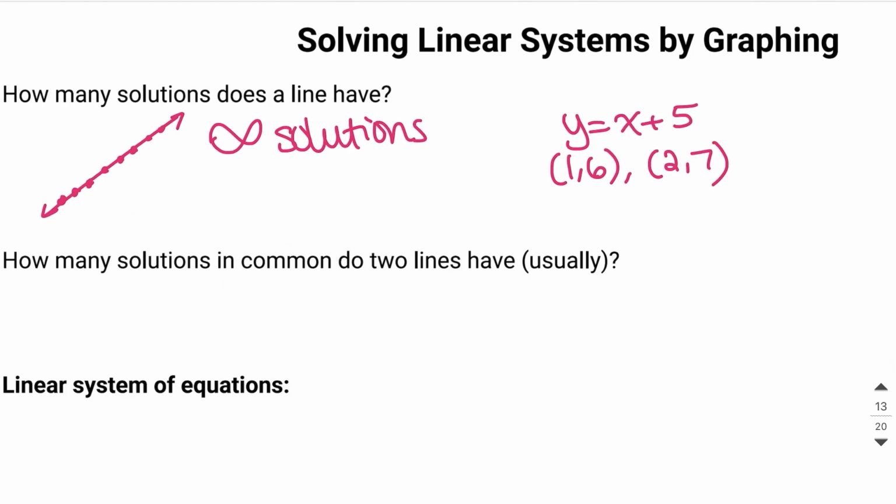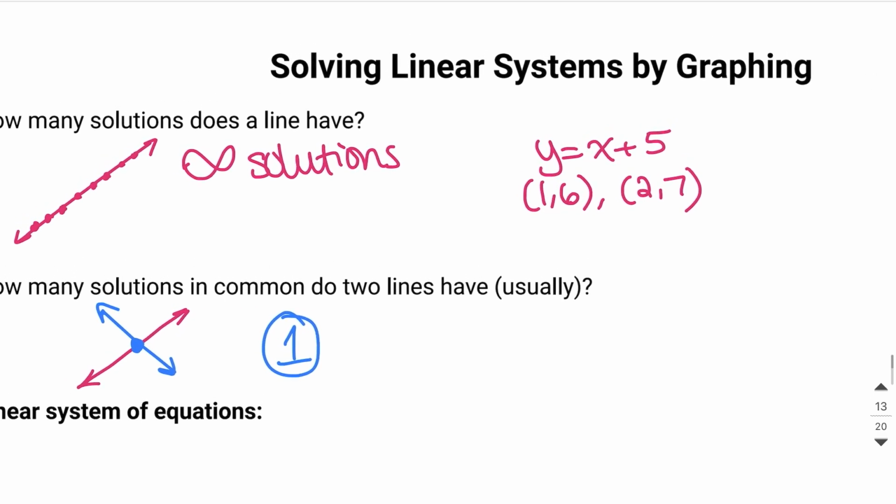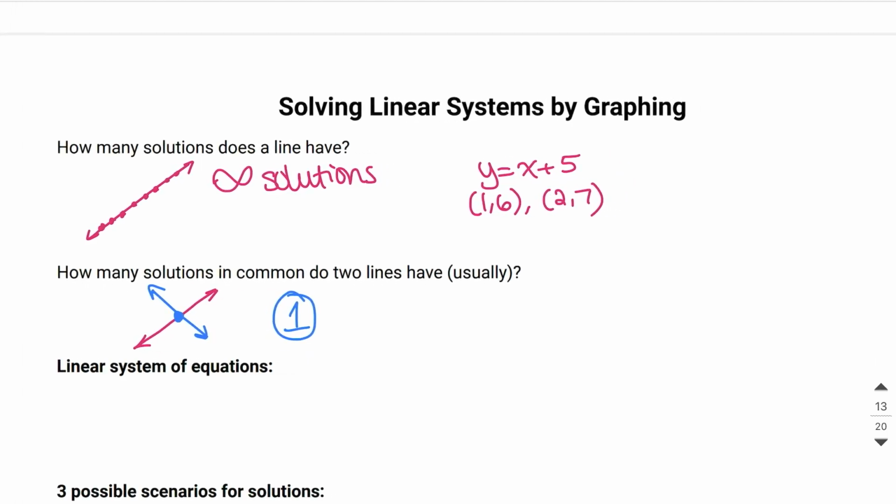And if we are talking about two lines, this line has infinite solutions. This other line has infinite solutions, but there's only one solution that's in common. So usually you're going to have one common solution, usually.